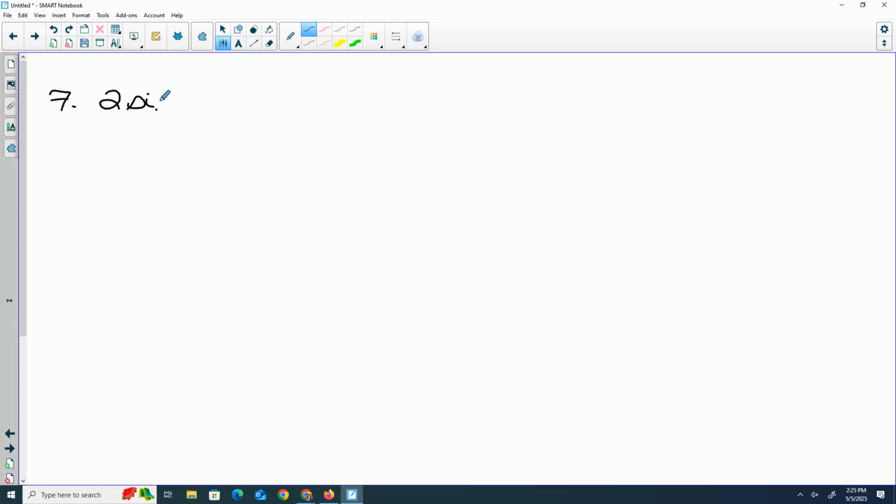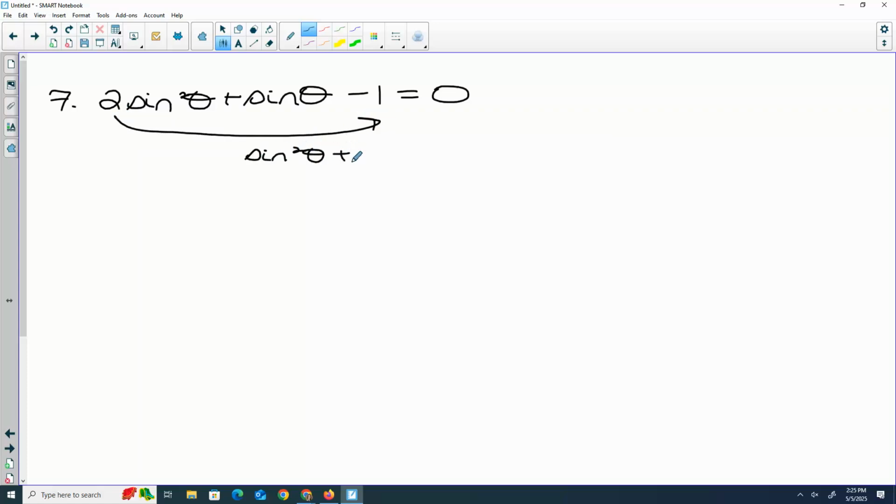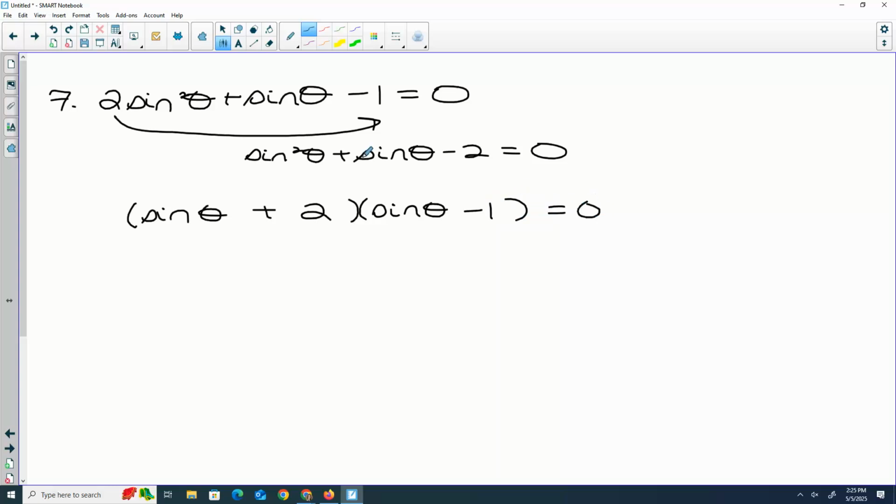Problem 7. So it's equal to 1. I'm going to go ahead and subtract my 1 over. So then this is sine squared, sine constant. It's a slip and slide problem. So you bring your 2 down. So what multiplies to -2 and adds to positive 1? Okay, we start out multiplying the 2, so we have to divide it back.